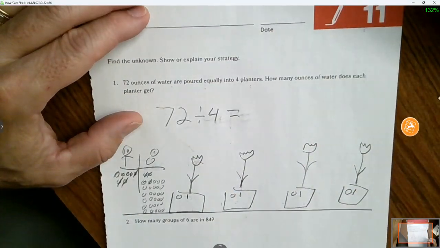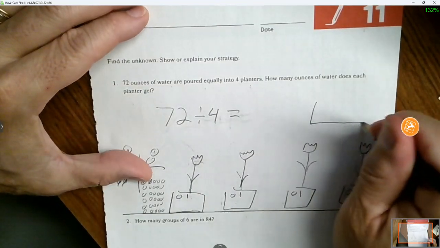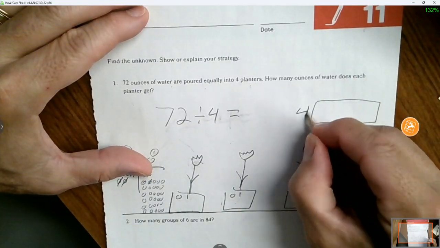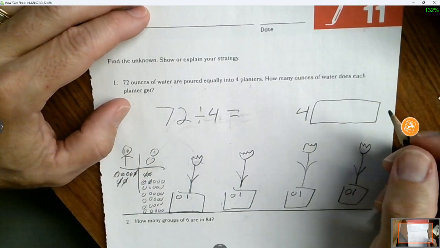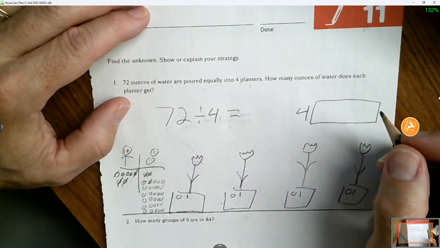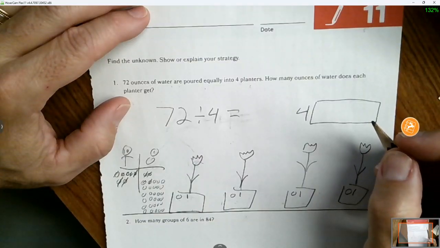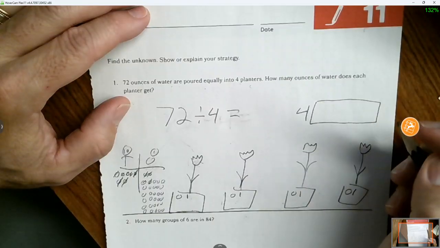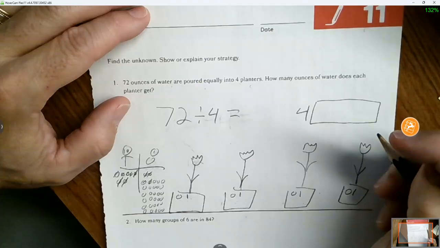But we want to break up 72. Okay. We need to break up 72. Here's our area model. So we have 4 here. We got to break up 72. It's not the easiest thing to break up, right? We could break it up a couple times. We could break it up once.